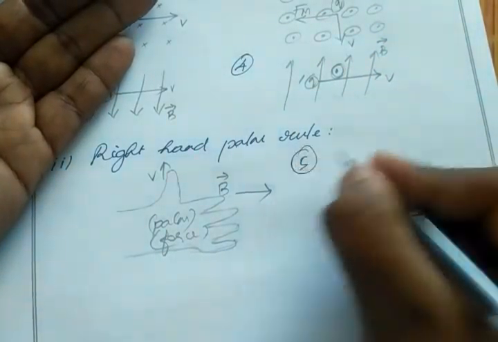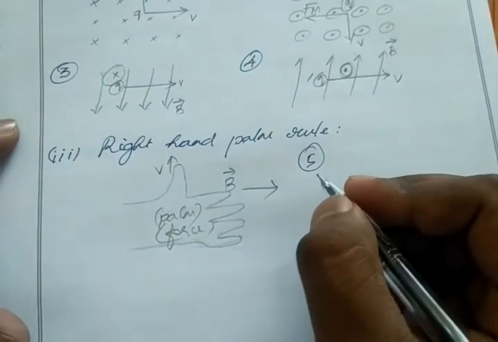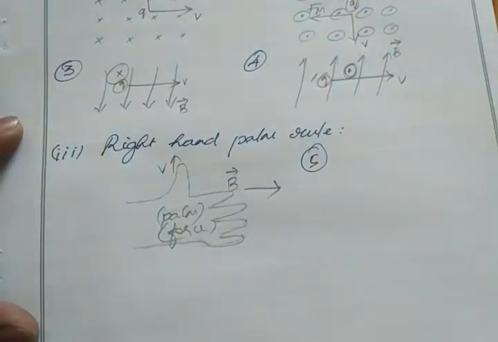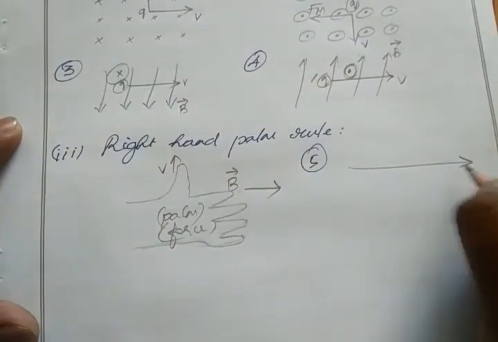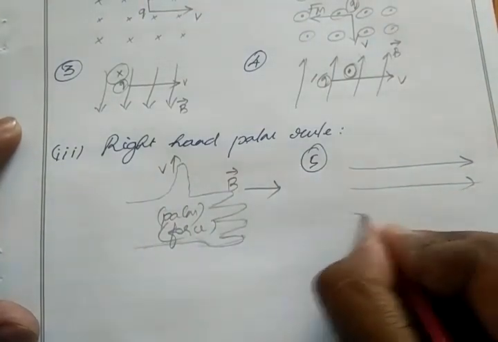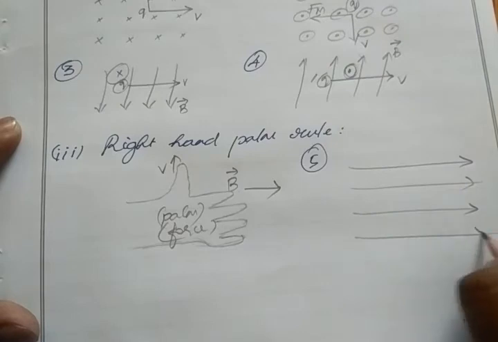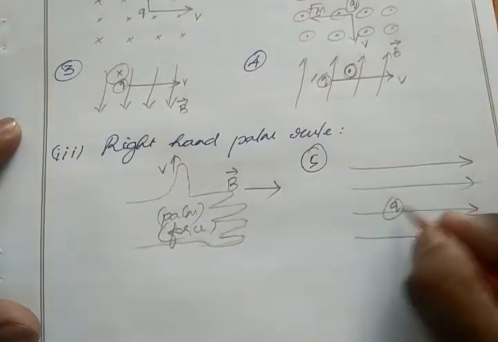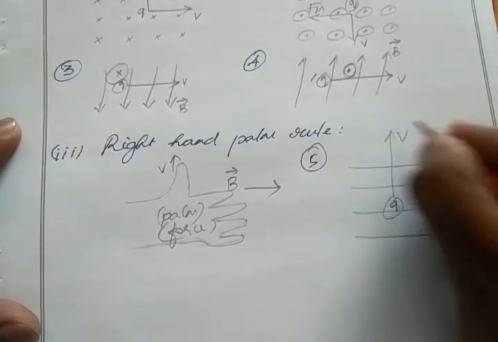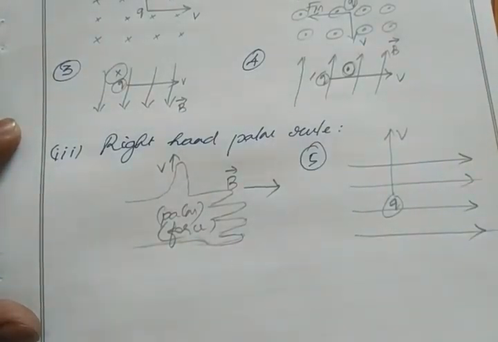Okay, so we will solve two small numericals. Fifth one, so this is the direction of magnetic field. Okay, my charge is moving in this direction. Then what is the direction of magnetic force? So that is the question.